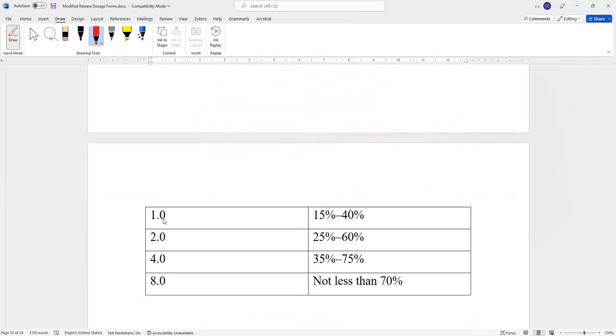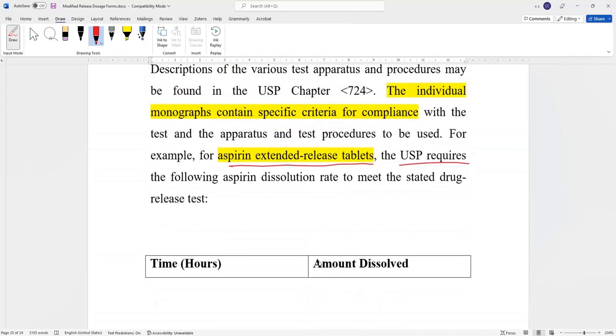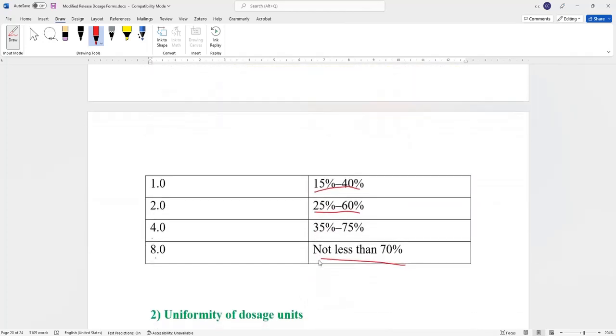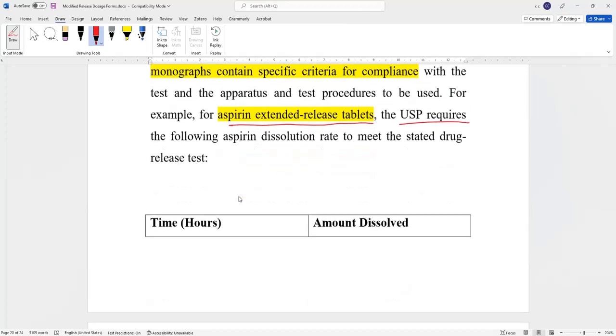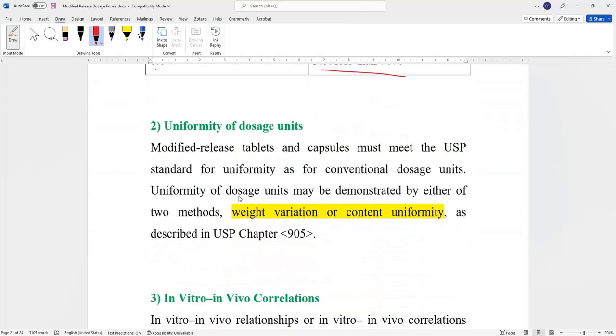If we come to the extended release aspirin, what does the USP require? It requires that you draw a sample at 1 hour, and the release should be 15 to 40%. At 2 hours, it should be 25 to 60%. At 4 hours, 35 to 75. At 8 hours, not less than 70. It's not one point. And this is only for aspirin. For other products, you have to refer to the pharmacopoeia.